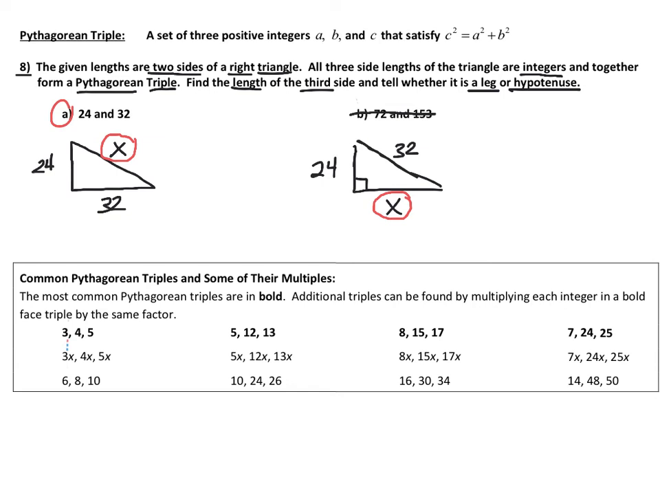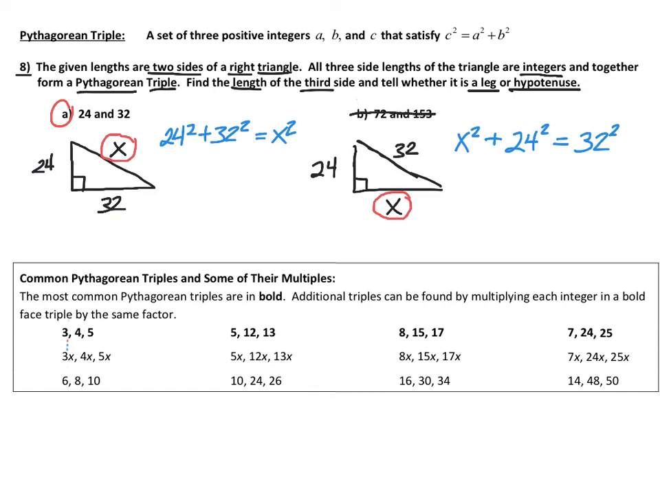So what I'm going to have to do is go through and solve for each of them. In the first case, I was saying that x was the hypotenuse. So when I set up my equation, I'm going to have 24 squared plus 32 squared equals x squared. In the second case, I was saying that 32 is the hypotenuse. So I'm going to have x squared plus 24 squared equals 32 squared. Once again, I'm trying to figure out in which of these scenarios x is going to be a whole number.